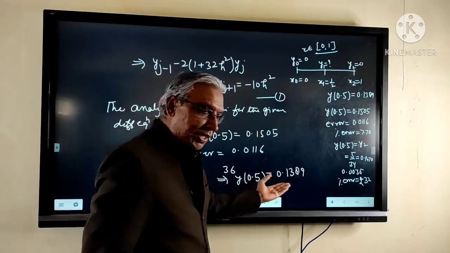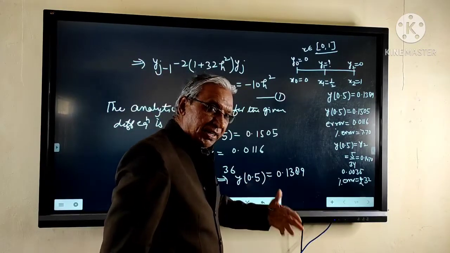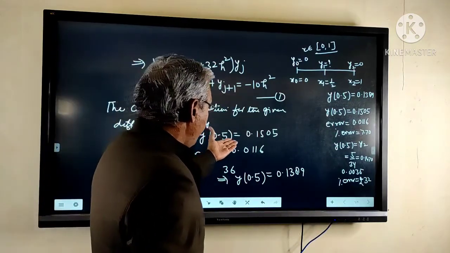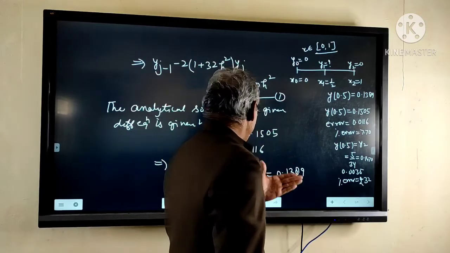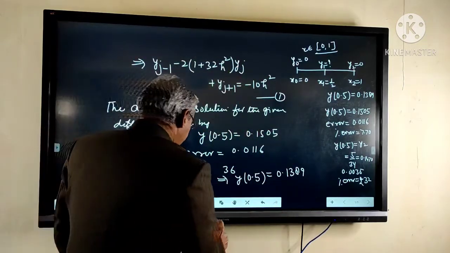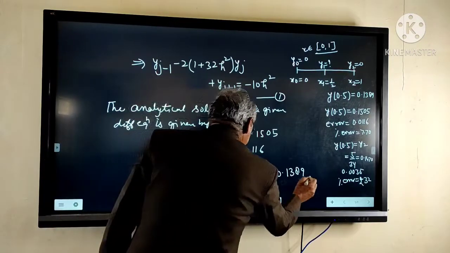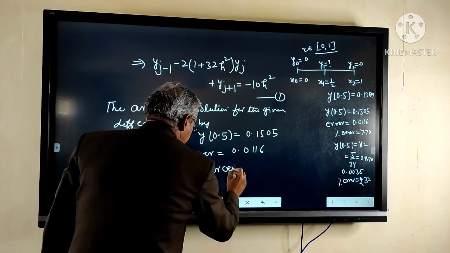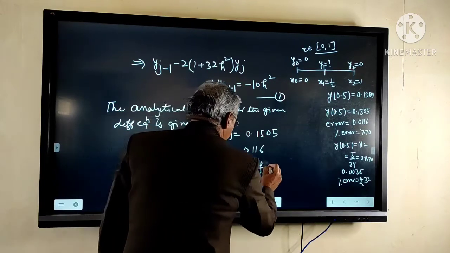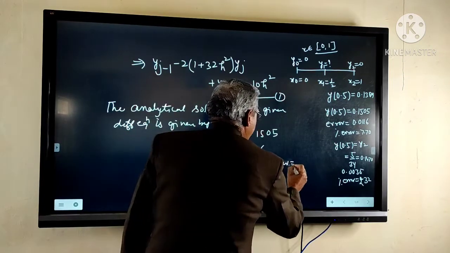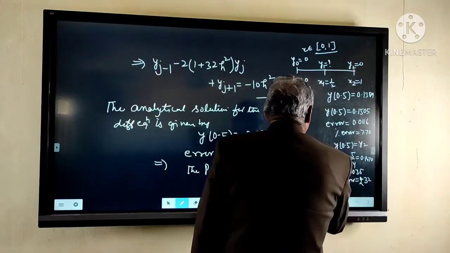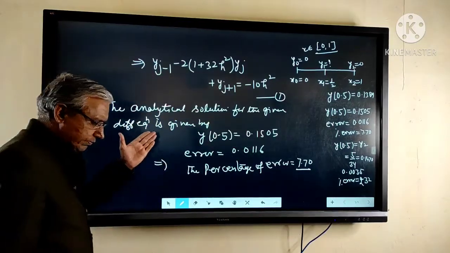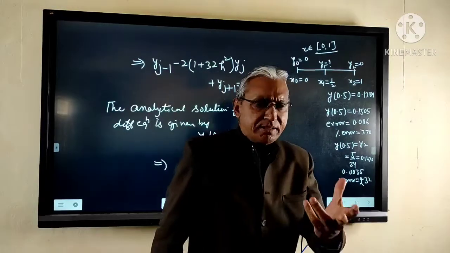This is the approximate value of y at x equal to 0.5 by the finite difference method, and the exact value of y at x equal to 0.5 is 0.1505. So the error is this. The percentage of error equals 7.70. So we can minimize this error.